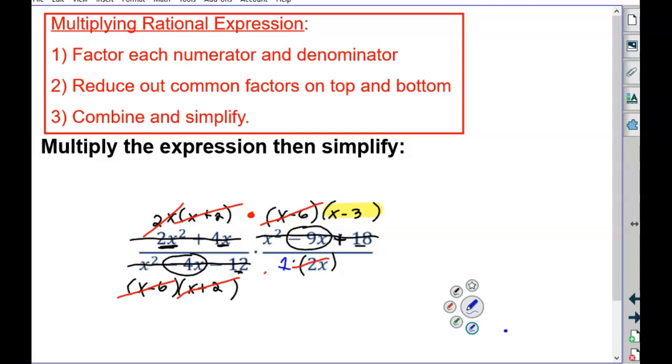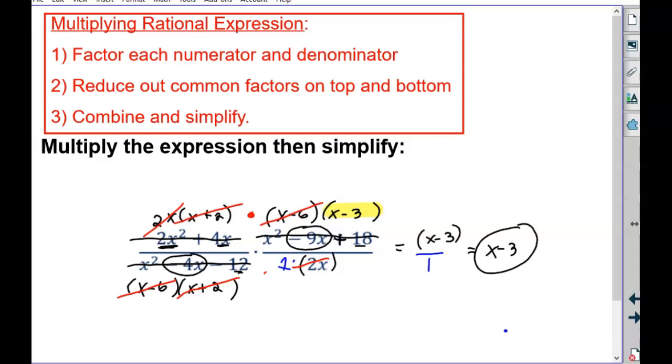There's always something left over. It's never zero. It's never gone. Technically, there's a 1 left over. Right? If everything reduces out, there's always 1 left over. But do I have to put it divided by 1? No. So really, my answer is x minus 6.